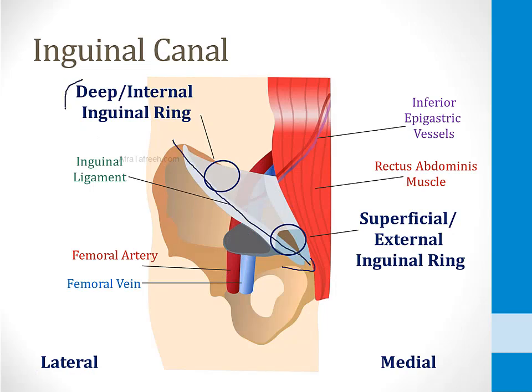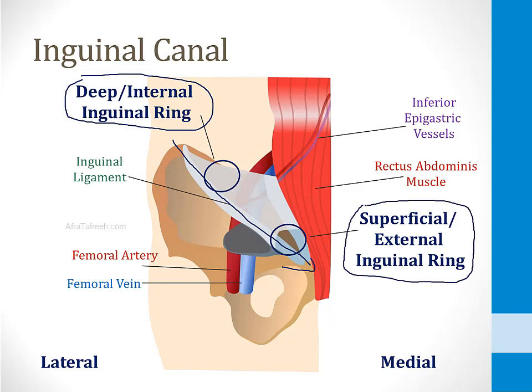The deep, or sometimes called the internal, inguinal ring, is where the spermatic cord exits the abdomen and enters the inguinal canal. The superficial or external inguinal ring is where the spermatic cord exits the inguinal canal to head towards the scrotum. Some other structures shown in this picture include the femoral artery and vein. Note that they are below or inferior to the inguinal ligament. Note also that the femoral ring shown here is medial to the femoral artery and vein. Also in this picture you can see the rectus abdominis muscle and the inferior epigastric vessels. These will be important later when we talk about landmarks for hernias.